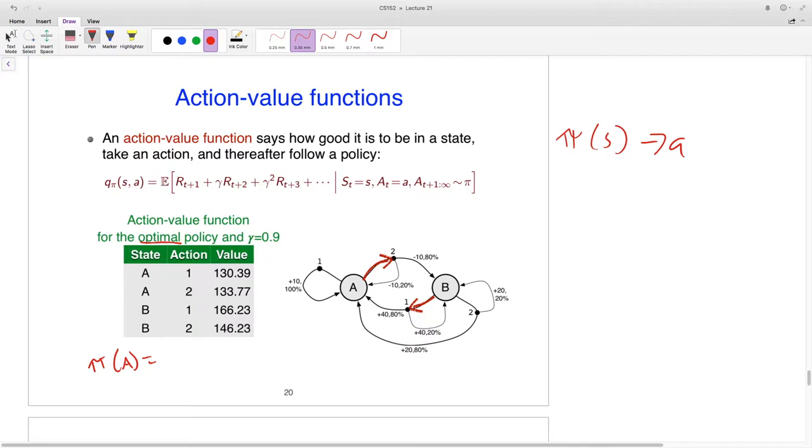No. Pi is our policy. So what do we want to do if we're in state A? 2. And pi of B equals 1. Okay. Which we're just sort of reading off from here and here, right? So why are the first and the fourth rows here, if we know that this policy says for A we should always do 2 and for B we should always do 1.